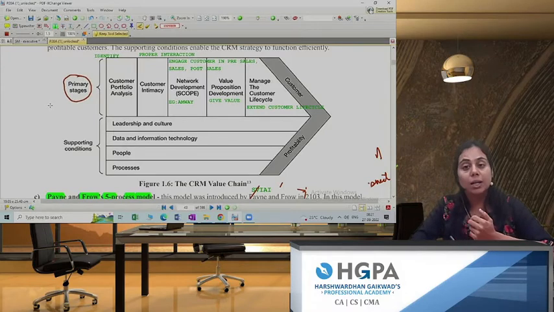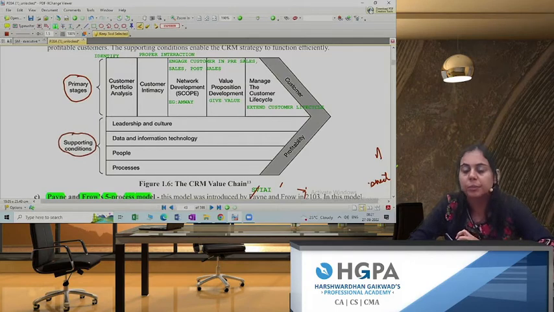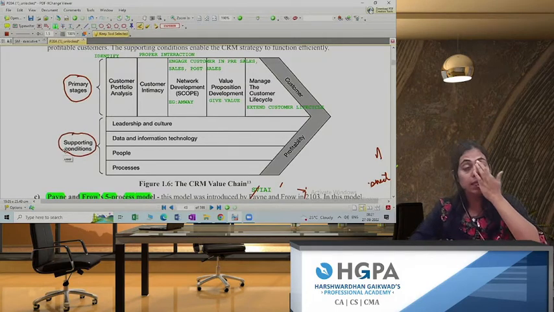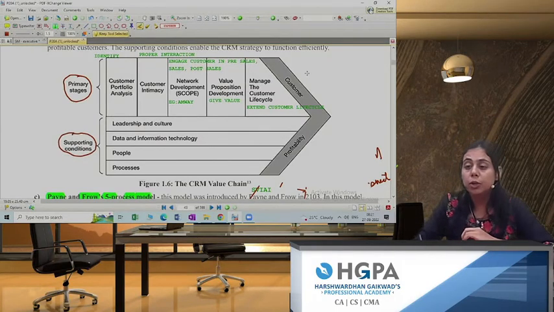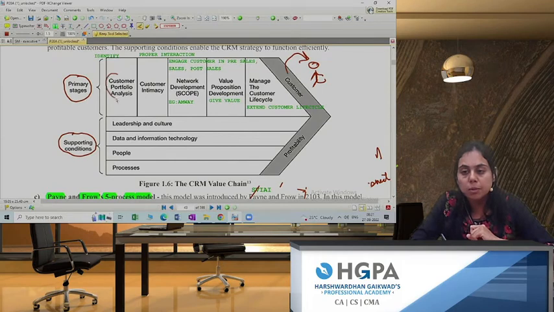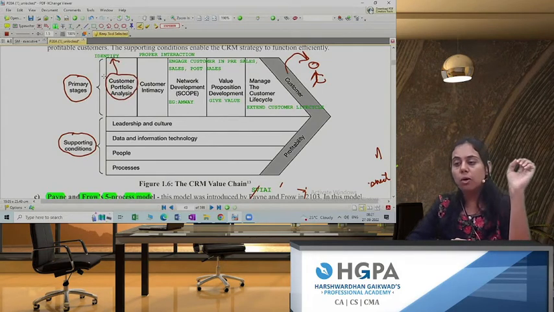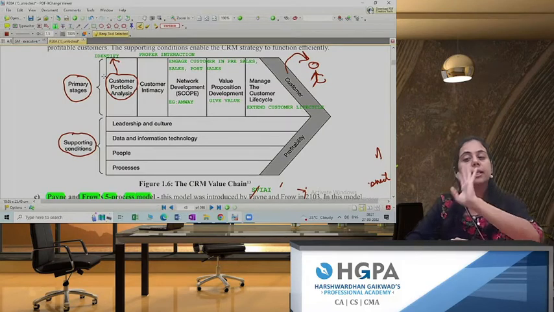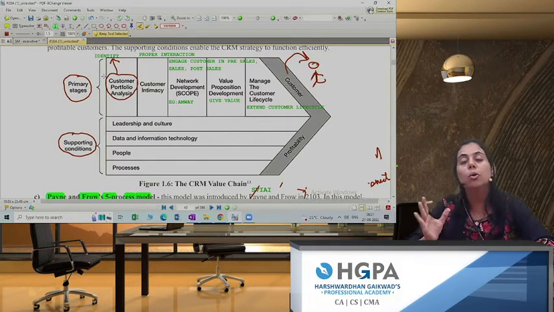You need to start with this and then come to the helping condition, the supporting condition. Obviously, in CRM, the primary stage will be related to the customer. So the first point is customer portfolio analysis. First of all, go and identify your customer. That is the customer portfolio analysis.